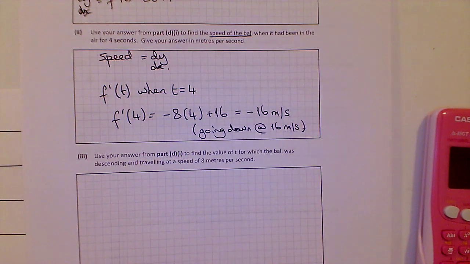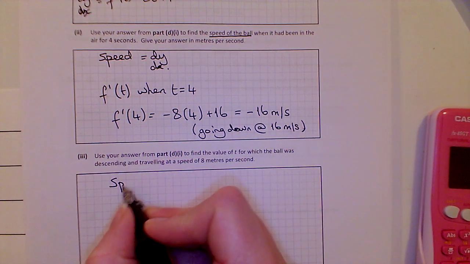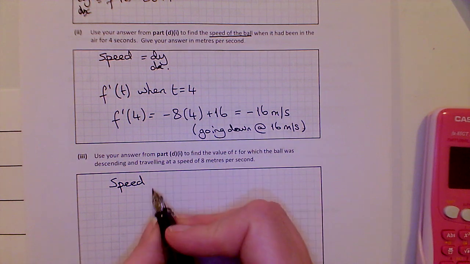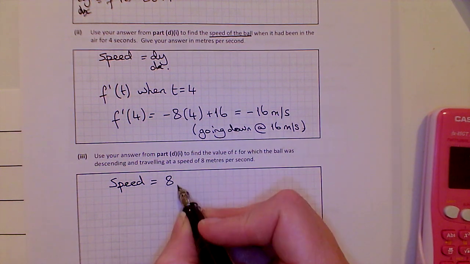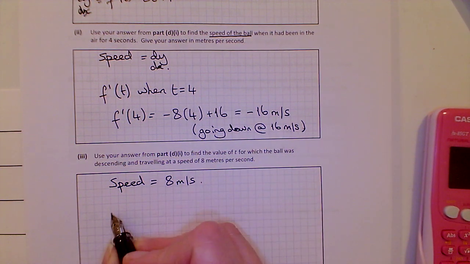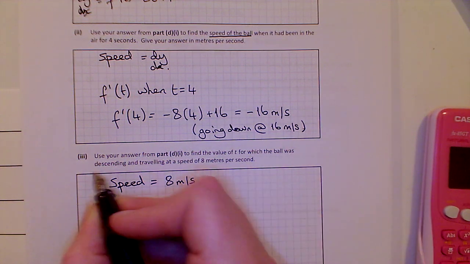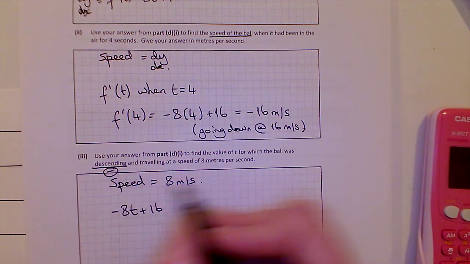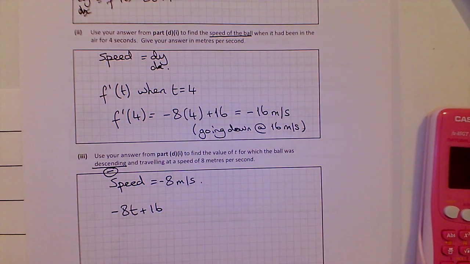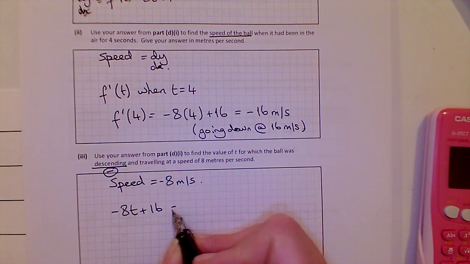Use your answer from D part 1 to find the value of the time for which the ball was descending or travelling at a speed. So they're telling us that speed, they're giving us the answer and they want to find the time. The speed is equal to 8 meters per second. So we're saying minus 8t plus 16. Now it says it was descending, so it's a minus value. So the speed is equal to minus 8 meters per second.